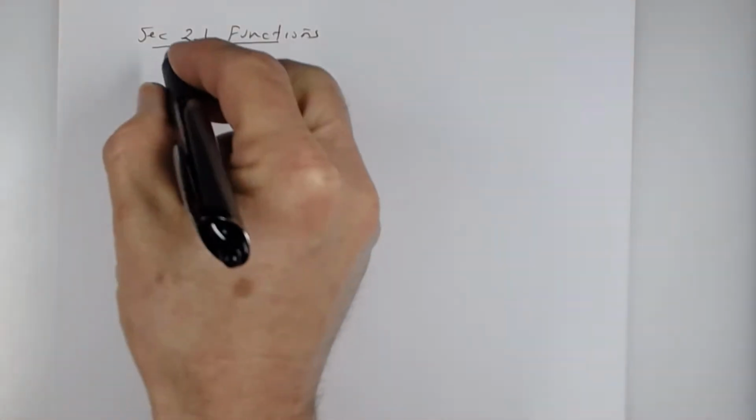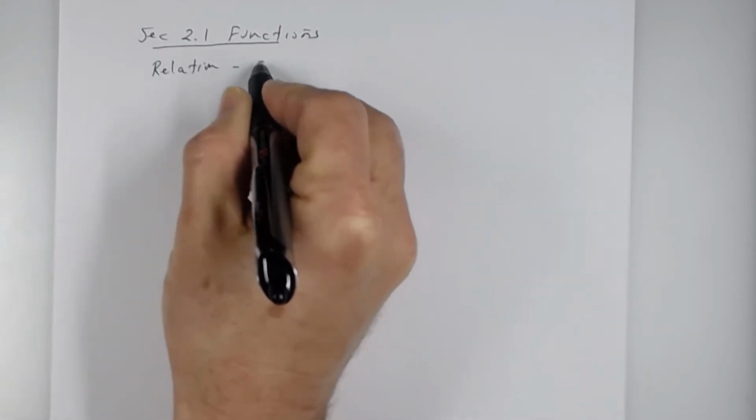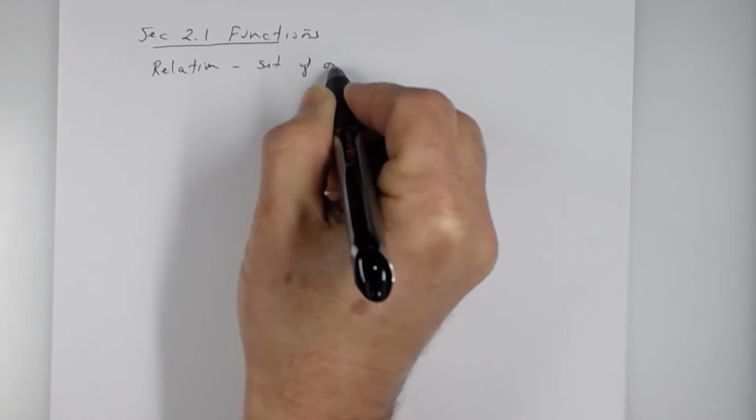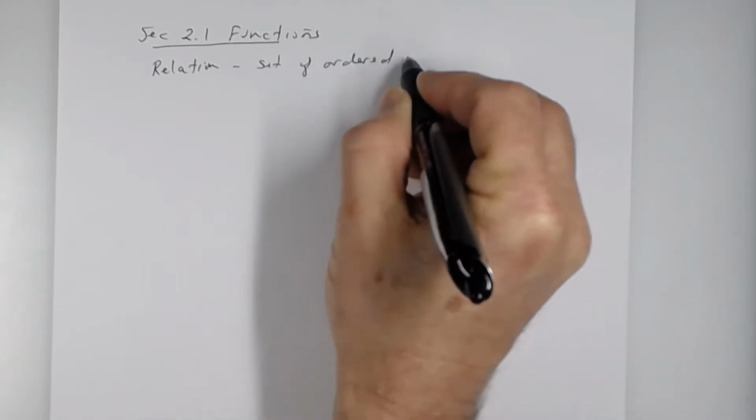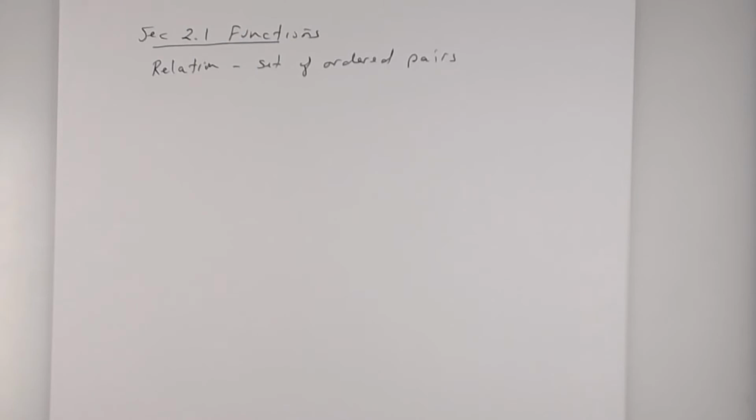And some of this is a review from last semester, because last semester in Math 99 you did talk about functions, and you talked about relations. So a relation, remember, is a set of ordered pairs. That's how we defined relation. It's just a set of ordered pairs.